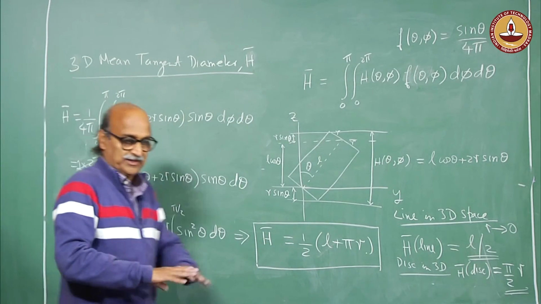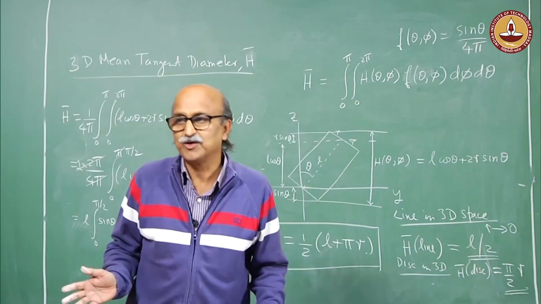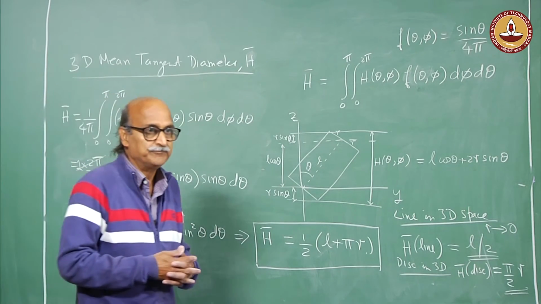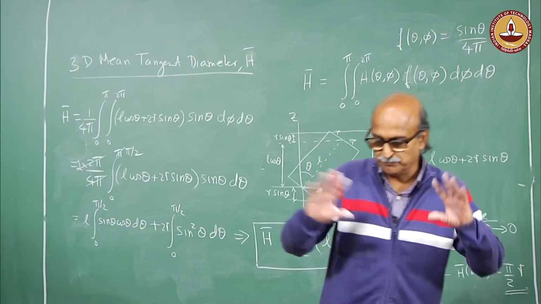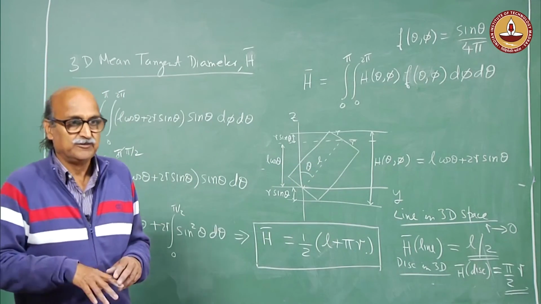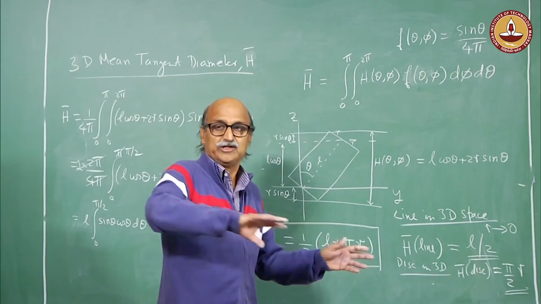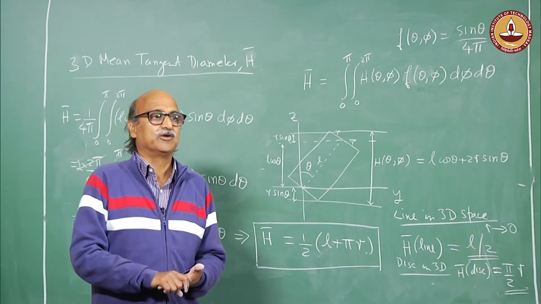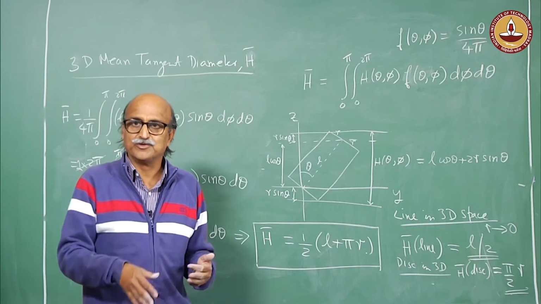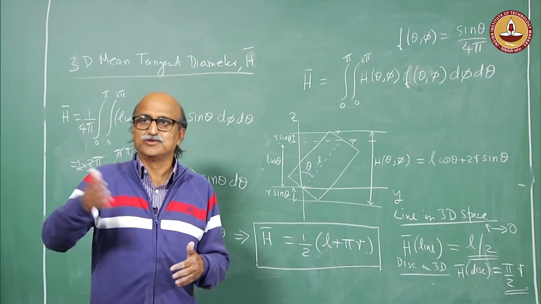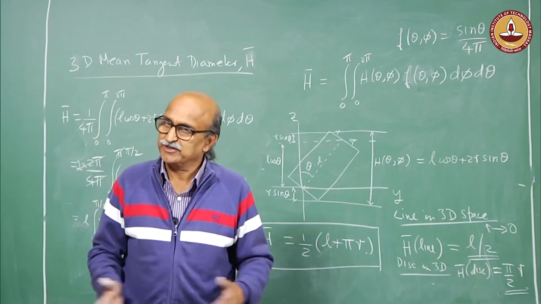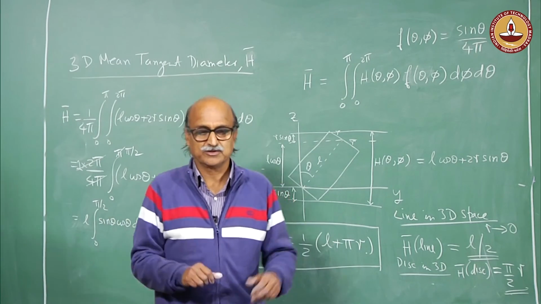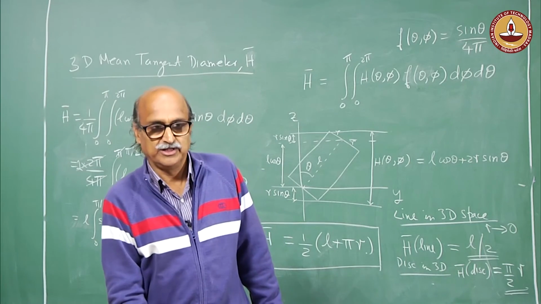In this way, the mean tangent diameters of various other objects have also been derived. Okay. So, I hope I made this mean tangent diameter clear. We will be using some of these results now in order to derive some of the relations in stereology which relate to surface area per unit volume, length per unit volume, number per unit area and so on. Okay. So, with this I close this lecture and we will continue in the next one.